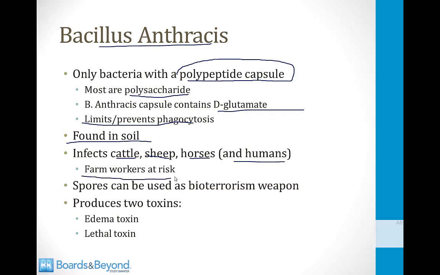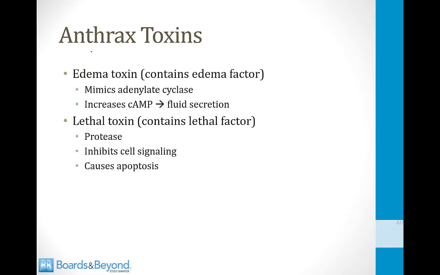But one thing to know is that farm workers may be at risk, and we'll talk more about that in a minute. As I said before, the spores can be used as a bioterrorism weapon, and anthracis produces two toxins that cause disease, edema toxin and lethal toxin. Let's talk about the two anthrax toxins. The first one is called edema toxin. It contains edema factor, which is the active component. And edema factor mimics adenylate cyclase, and it increases cyclic AMP inside of cells, and this leads to fluid secretion, and that's why it's called edema toxin.